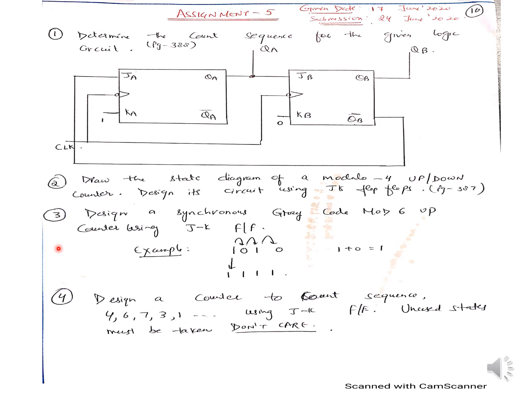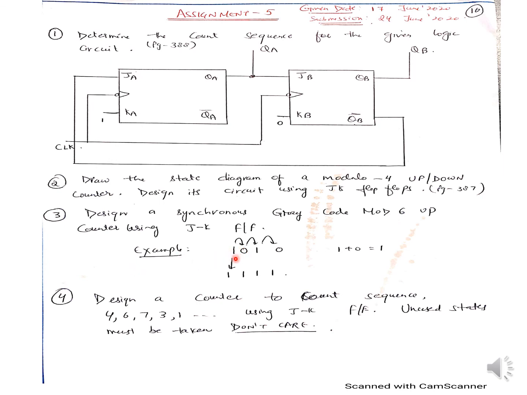Okay, next is your synchronous. Design a synchronous gray code mod 6 up counter using JK flip-flop. So you have to design a gray code mod 6. Mod 6 means it will count 6 states. Okay, I have given, for example, how to write the gray code.